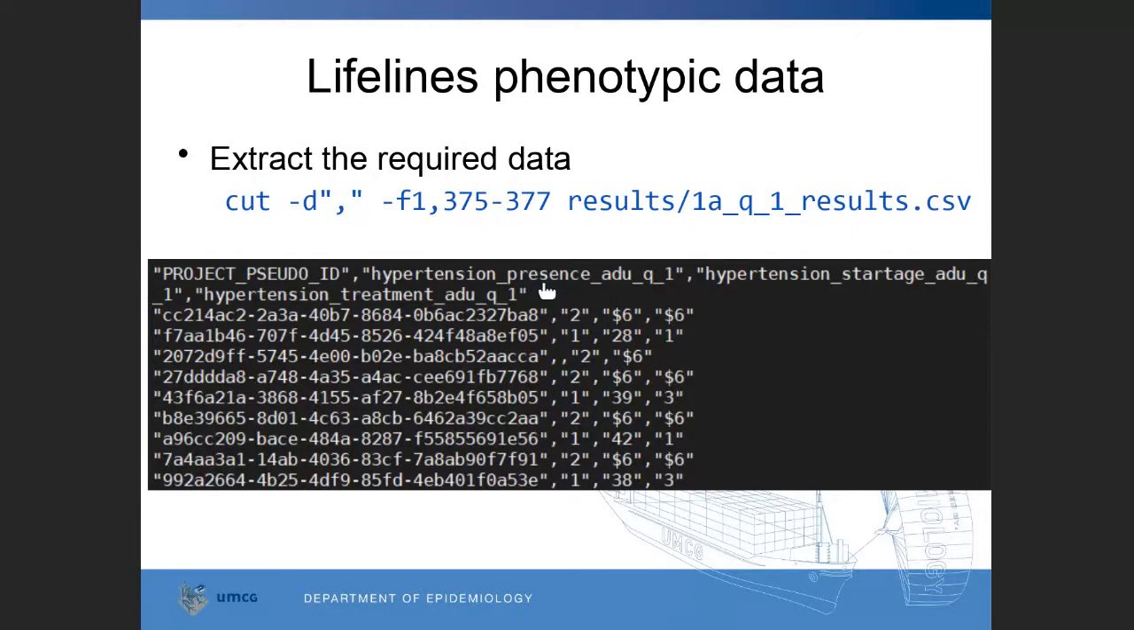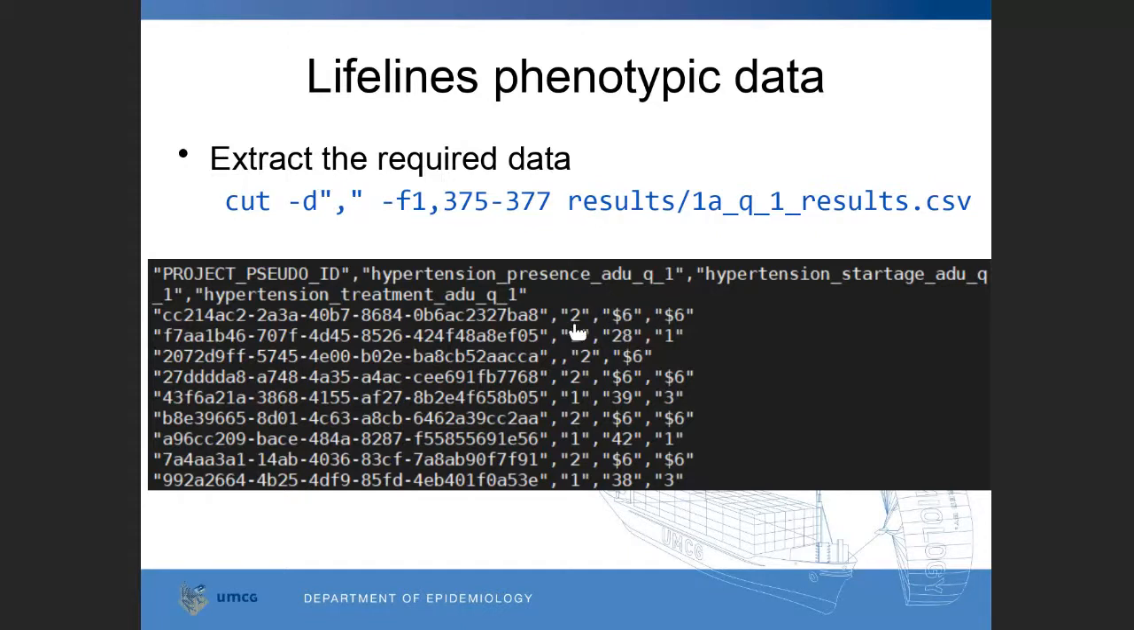And that will then give you this result: the pseudo ID, hypertension presence, hypertension start age, and hypertension treatment. What you see from this file is that everything is in quotes, so everything is stored as a character variable. Also, when you read it in R, everything will be characters, and that's mainly because of what Sylvia also mentioned this morning, the coding for missing data.